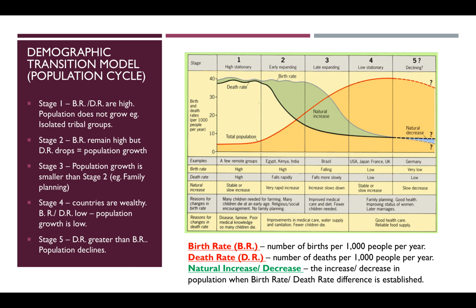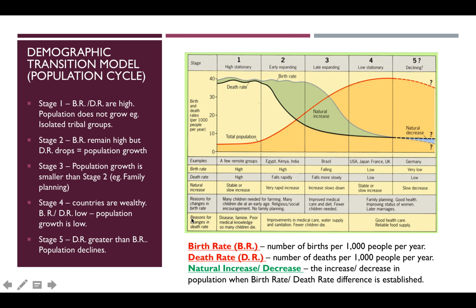Natural increase or decrease is if the birth rate is higher than the death rate, then there will be a natural increase. And we'll see that on the next page. But the definition, to begin with, is the increase or the decrease in the population when the birth or death rate difference is established.